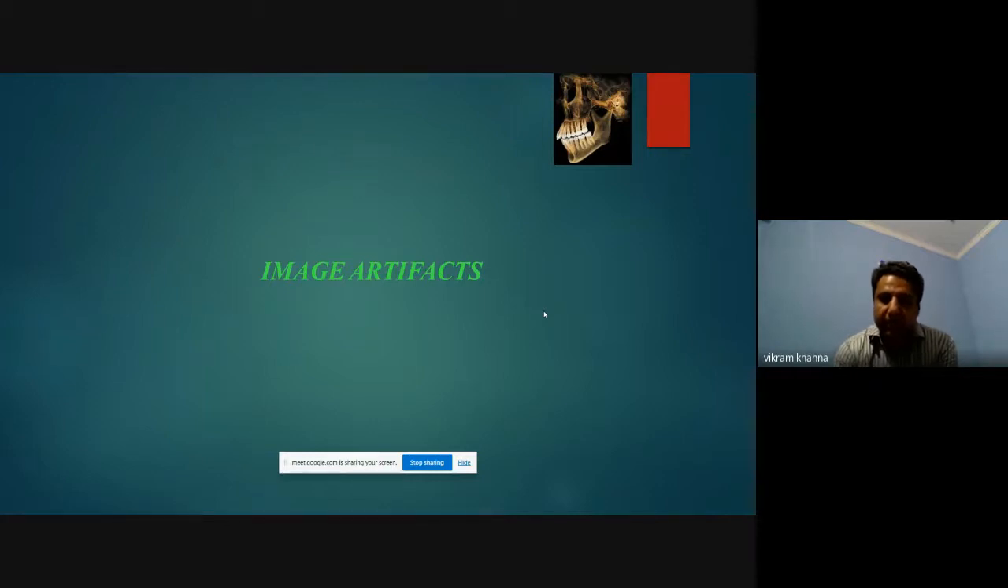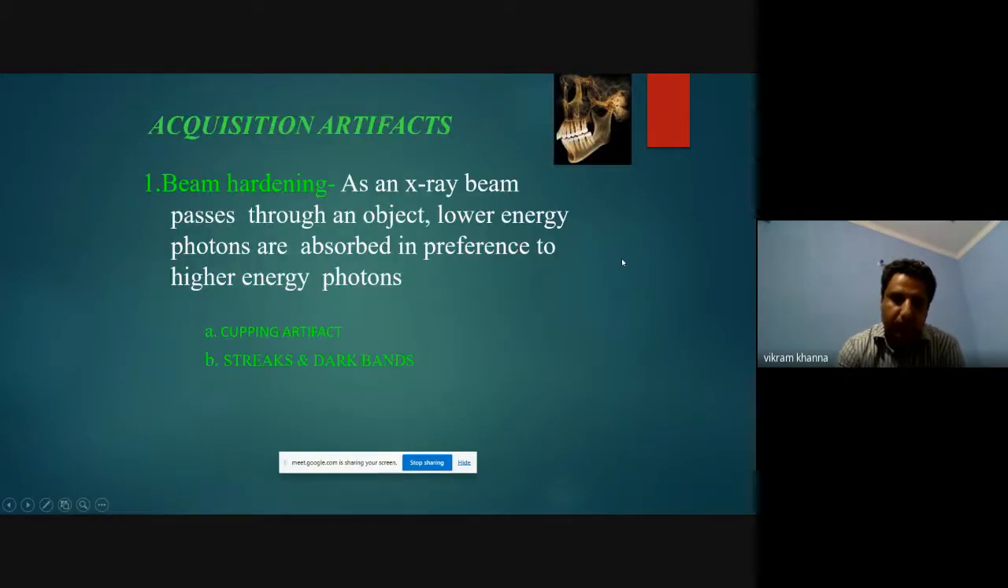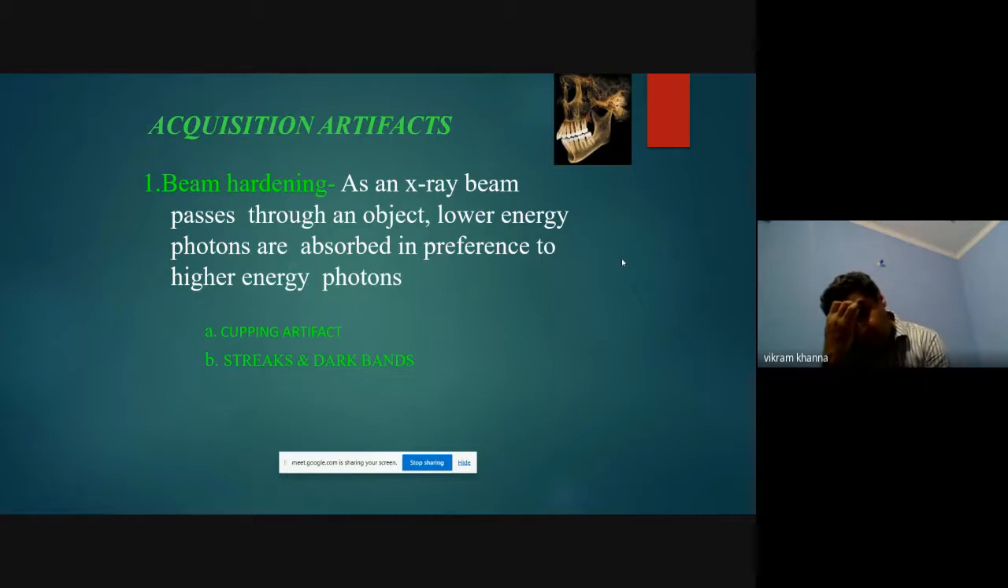I am dealing a bit with image artifacts which are there, so that you will be able to see if something goes wrong. So artifacts can be divided into patient related, acquisition related, cone beam related, and scanner related. Acquisition. Now there is a term, beam hardening, which all of you must have heard about.